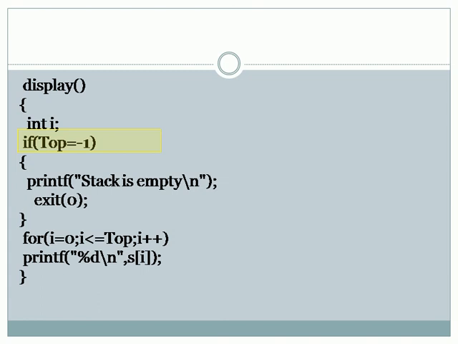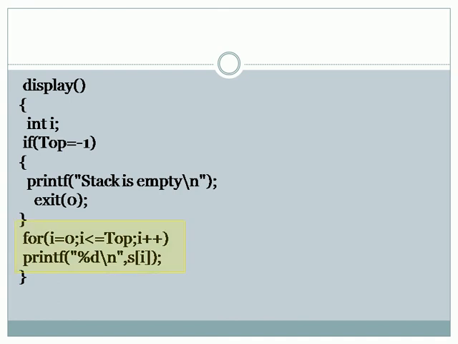Then if this particular if statement is false, it has to display the contents of the stack starting from s of 0 to top value. For that reason I am using a for loop here. Then I assume the top value is 3. So 3 means it has to display s of 0, s of 1, s of 2 and s of 3. After that there are no elements, it should stop.